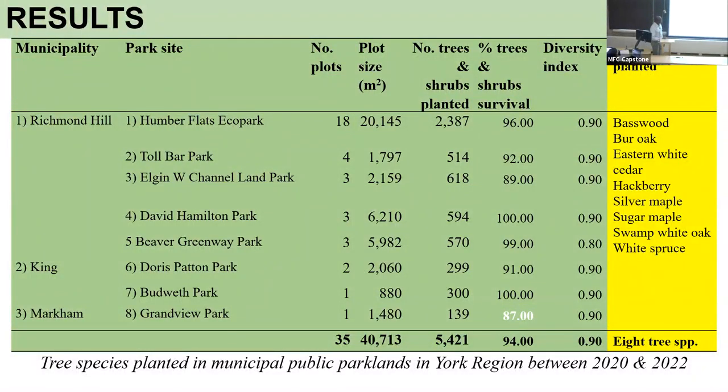survival rate and a diversity index of 0.9. A diversity index of 0.9 is closer to 1, according to the range from 0 to 1, which implies that there is more diversity in the plots established by LEAF.